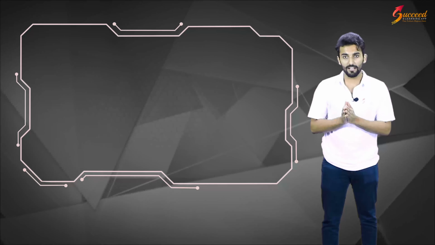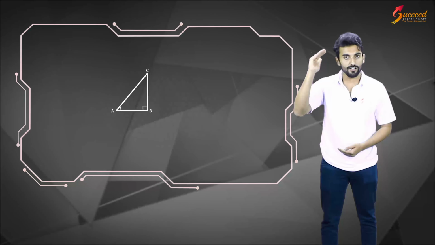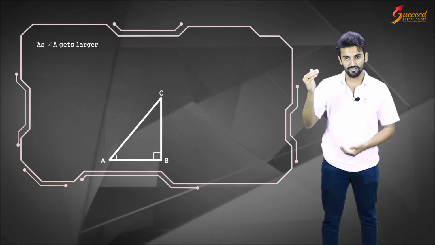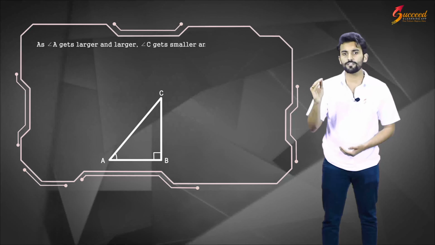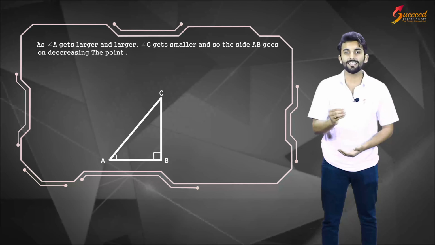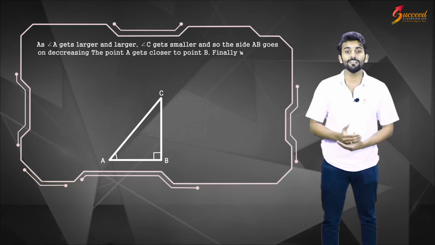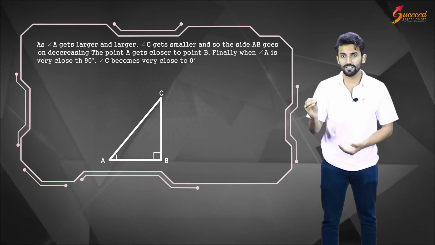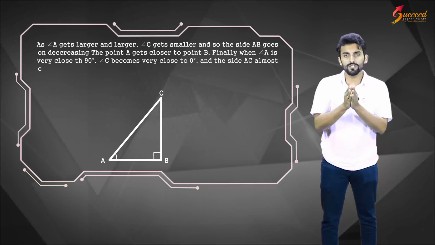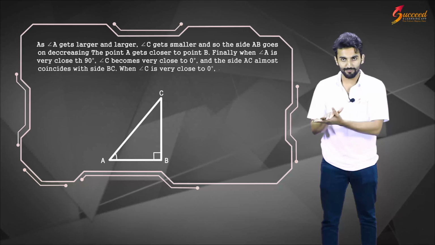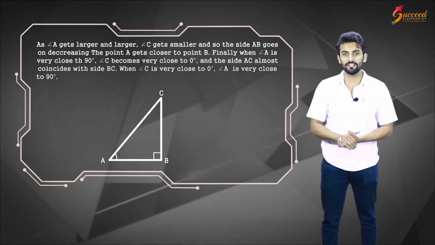Now, let us see what happens to the trigonometric ratio of angle A when it is made larger and larger till it becomes 90 degree. As angle A gets larger and larger, angle C gets smaller and smaller. So, the side AB goes on decreasing. The point A gets closer to point B. Finally, when angle A is very close to 90 degree, angle C becomes very close to 0 degree and the side AC almost coincides with the side BC. When angle C is very close to 0, angle A is very close to 90 degree.